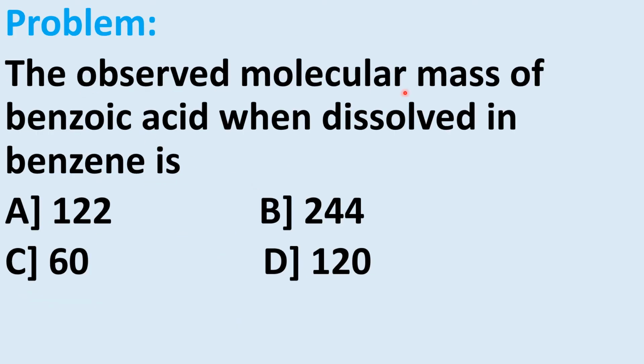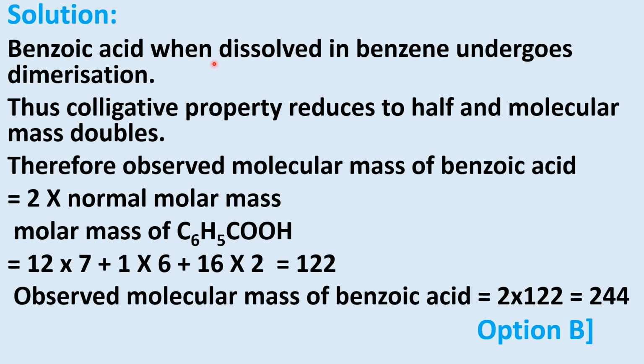The observed molecular mass of benzoic acid when dissolved in benzene is: option A 122, option B 244, option C 60, option D 120. Benzoic acid when dissolved in benzene undergoes dimerization. Thus colligative property reduces to half and molecular mass doubles. Therefore, observed molecular mass of benzoic acid is equal to 2 into normal molar mass.